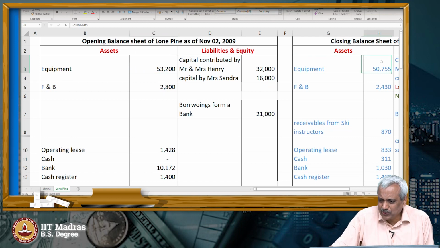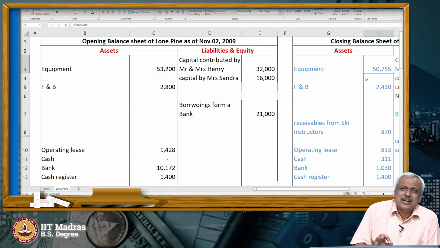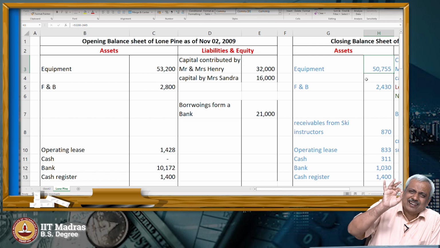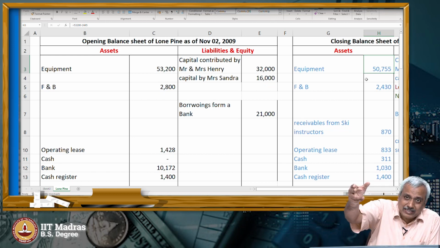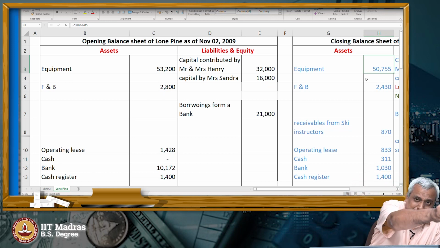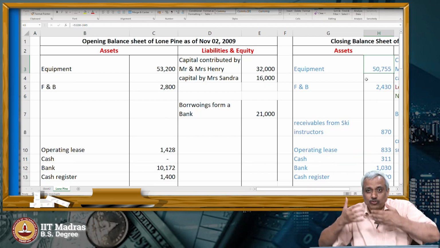Sir, the value has reduced. Yes, the value has reduced because of an act called depreciation. Depreciation is not a cash outflow. Depreciation is the reduction in the value of the machinery due to usage and passage of time. So here the value is reduced because of depreciation, not because you have sold any part of the machine. So there is no cash inflow that has occurred.